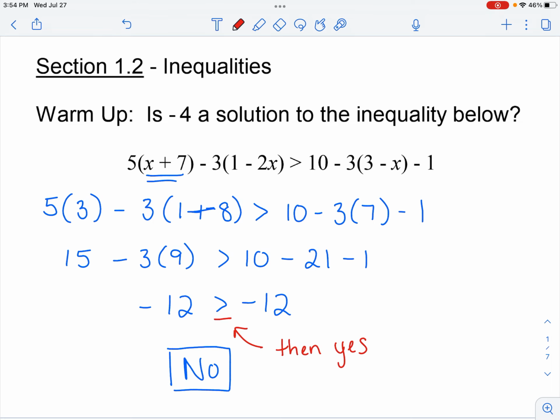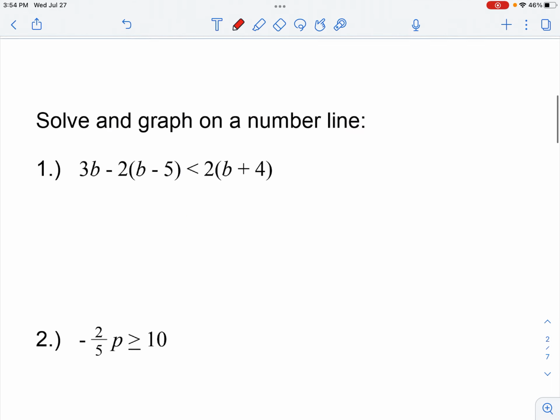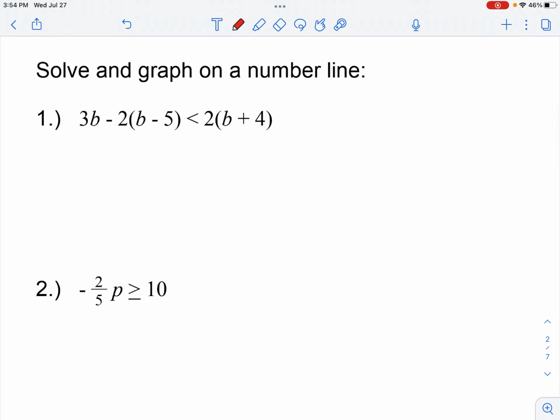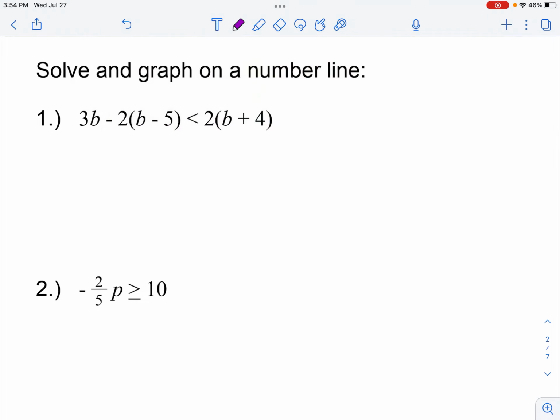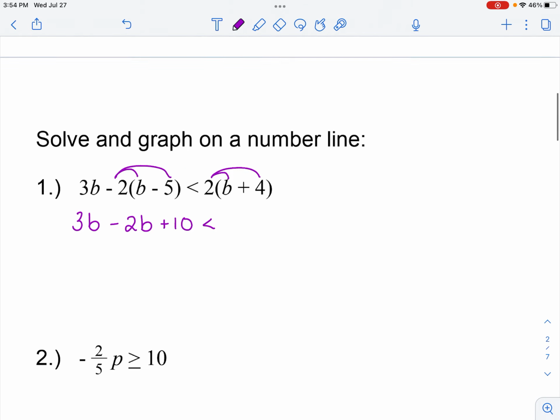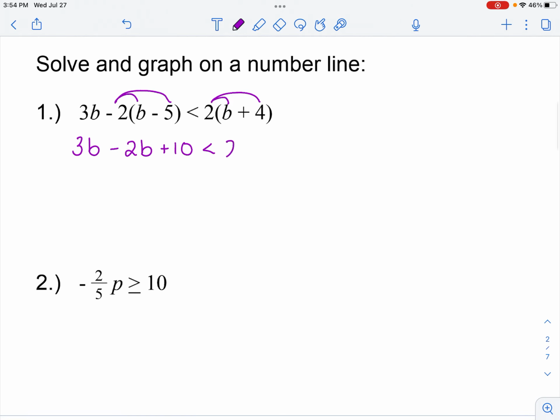All right. So now let's take a look at solving some basic inequalities. We're going to solve and then graph them on a number line. Okay. So problem number 1. We want to get the b on one side and a number on the other side. So I'm going to do the distributive property here and here. So that's going to give me 3b minus 2b plus 10 is less than, distribute the 2 here, and I get 2b plus 8.